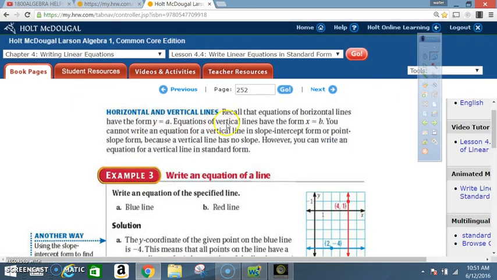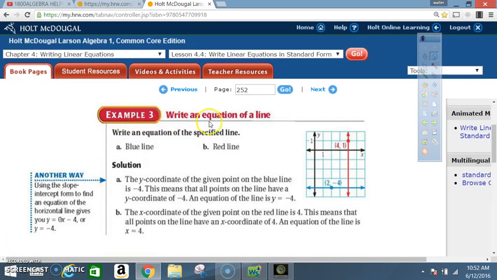Horizontal and vertical lines. Recall that equations of horizontal lines have the form y is equal to a. Equations of vertical lines have the form x is equal to b. You cannot write an equation for a vertical line in slope-intercept form or point-slope form, because the vertical line has no slope. However, you can write an equation for a vertical line in standard form.